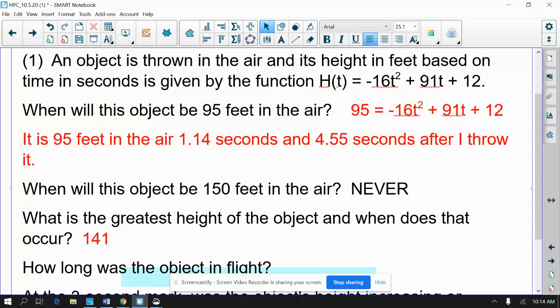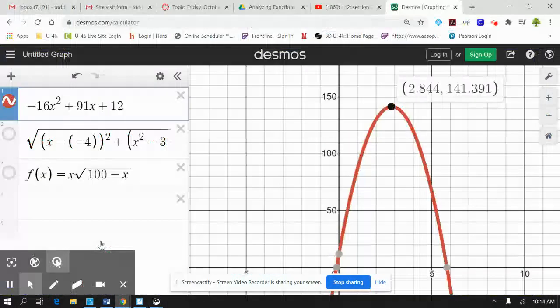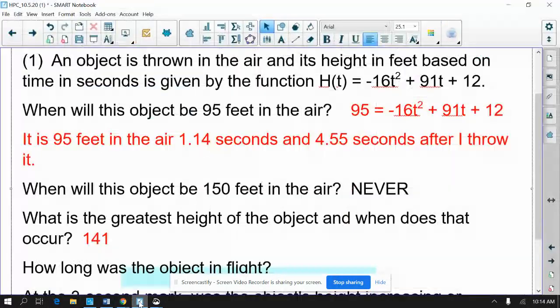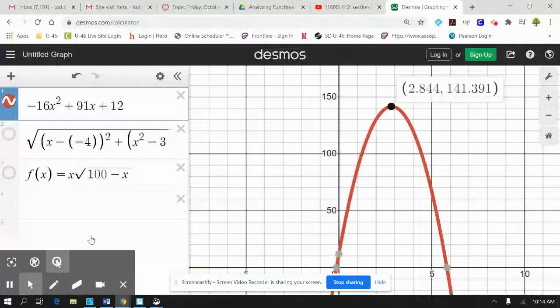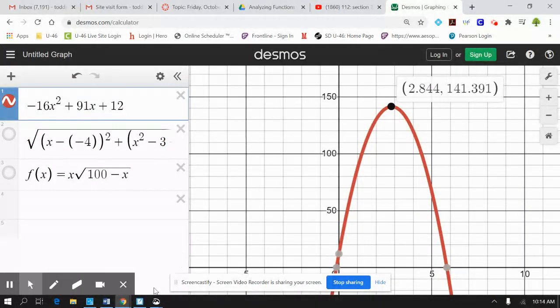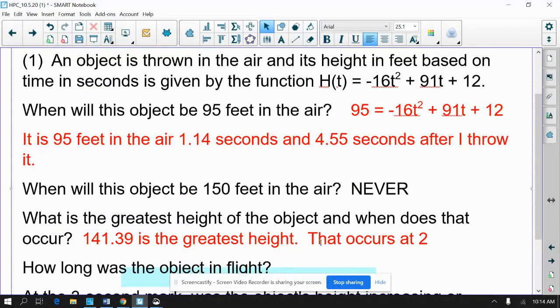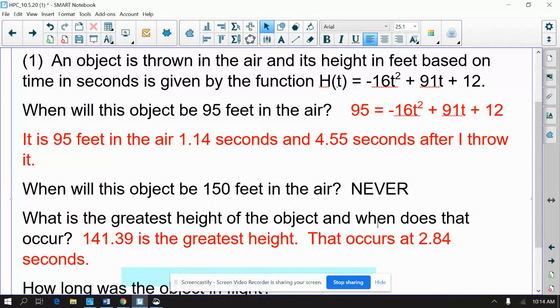141 feet? I forgot already. 141.39 is the greatest height. That occurs at 2.84 seconds. 2.84 seconds. Voila. Continuing.